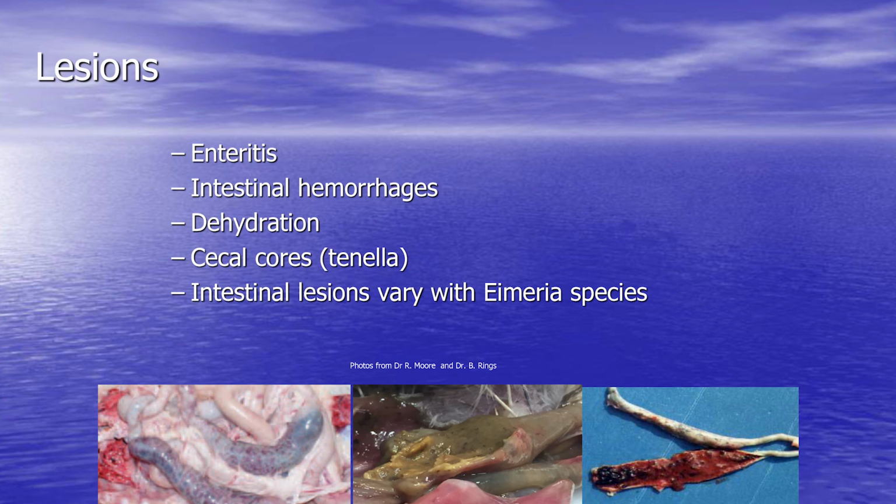Here we've got some slides. You can see these hemorrhages outside here. Here it's a little roughened, remember? And here look at the blood in those ceca. This would be tenella, almost always.